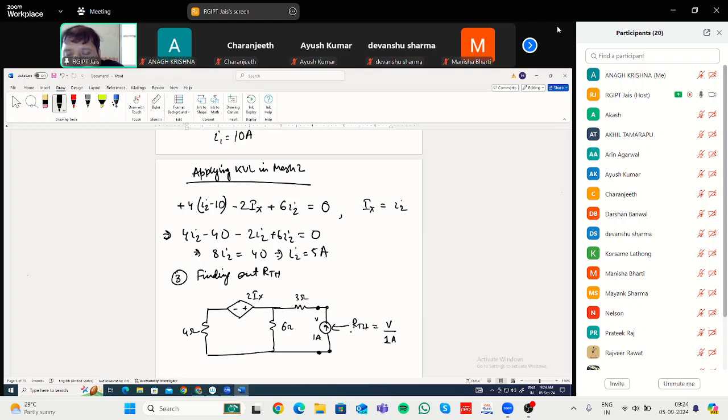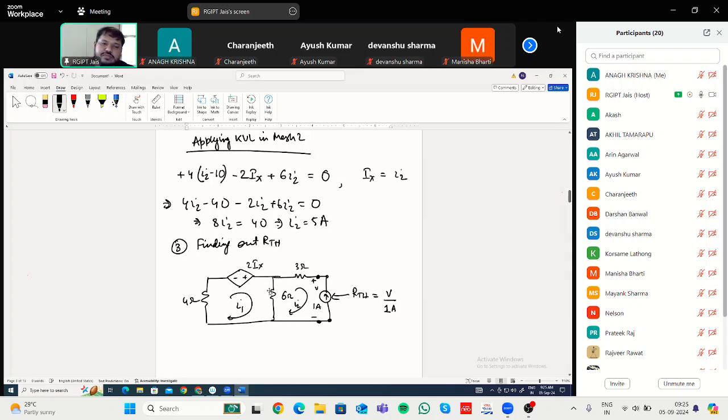Now, given this 1 ampere current source that you are externally connecting, you have to find out the value of this V, that means plus minus this V. Again, you can see there are two meshes. This is mesh 1, consider the current value I1. This is mesh 2, consider current value I2.